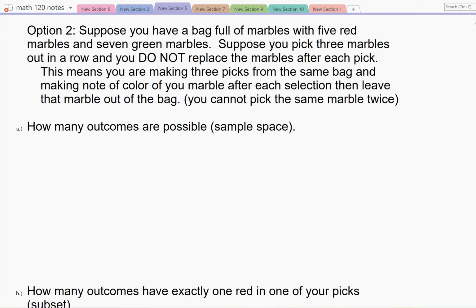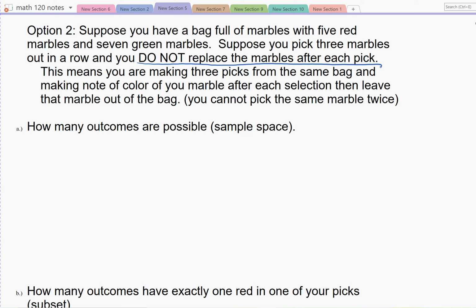Same bag of marbles. Still has 5 reds, still has 7 greens, so there's 12 marbles altogether. You pick 3 marbles out in a row, but this time you do not replace them after each pick. So it means I pull my marble off, make a note of its color, and leave it out of the bag. I pull my second marble out, look at its color, and leave it out of the bag. I pull my third marble out, look at its color, and leave it out of the bag.